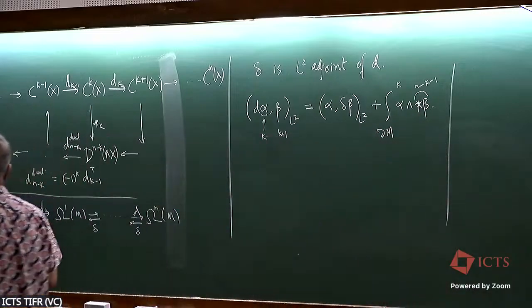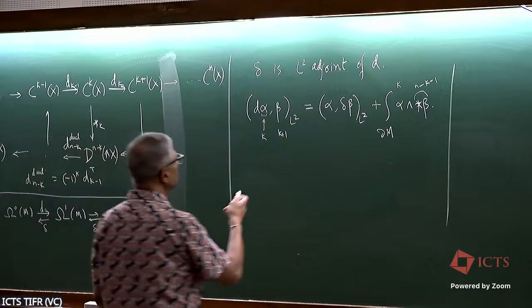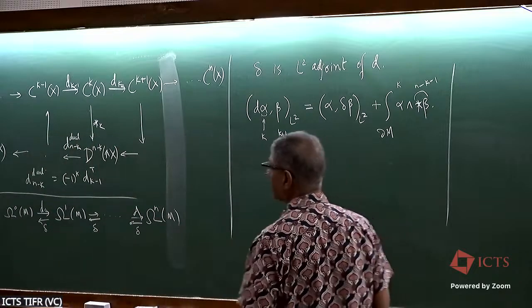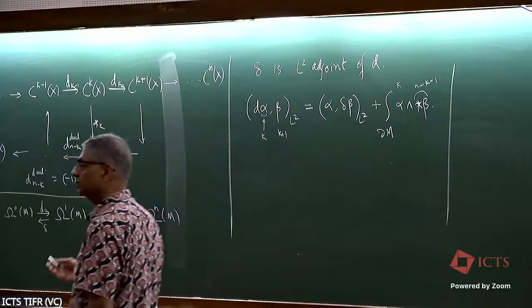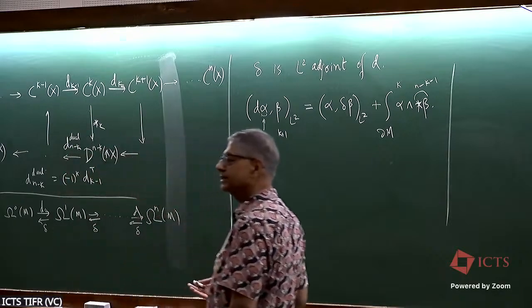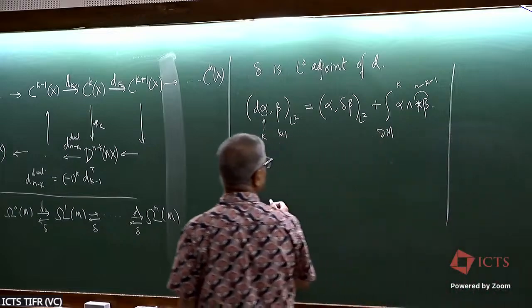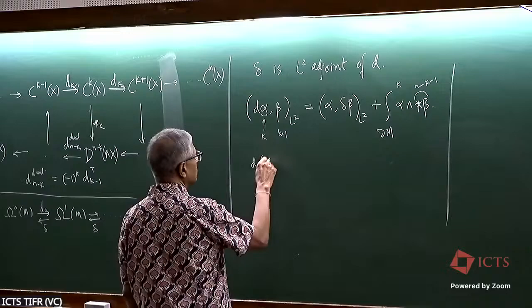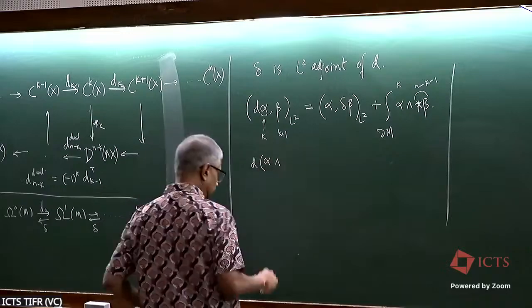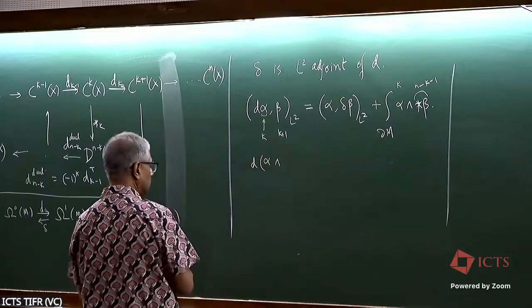So it makes sense. The way you prove it, I won't prove it, but the idea is, again, Leibniz rule. Product rule is so useful. Just the way you do integration by parts by using product rule in calculus, the same idea happens here. So what you want to do is you write down d of alpha wedge. Actually, the other ingredient you will need is the generalized Stokes theorem.